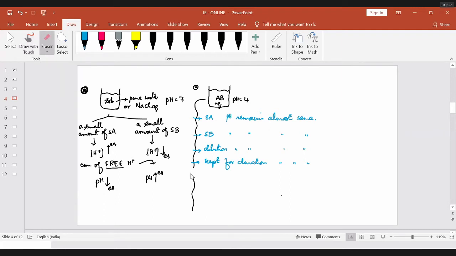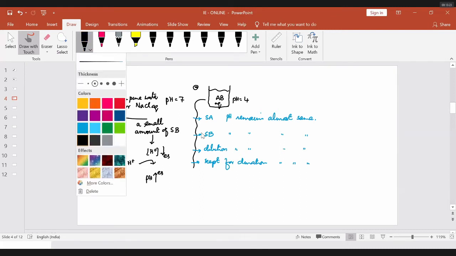Why are the previous two solutions supposed to change in their pH value? Why is this solution not having a change in pH value upon all these aspects? Remember that; why it is going on, we'll discuss later on. First of all, try to understand who this fellow is. Remember that this fellow is called a buffer solution.